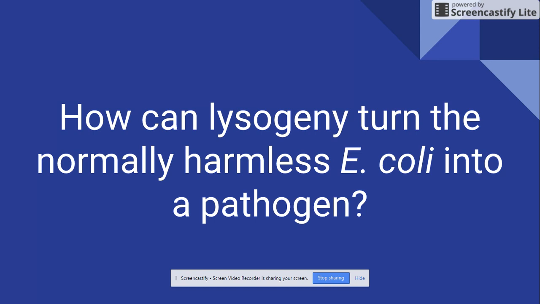So how can lysogeny turn the normally harmless E. coli into a pathogen? So again, this is when we're going to have a combination of the bacterial and viral DNA. And like we said before, when that happens, it can change how the bacteria normally functions. So we can go from a harmless E. coli bacteria to one that can cause disease because of this new viral DNA that's been introduced to it.